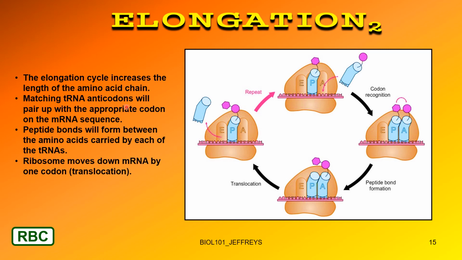So the elongation cycle increases the length of the amino acid chain. The matching transfer RNA anticodons will pair up with the appropriate codon on the message. Peptide bonds form between the amino acids. That's what you see here, a peptide bond forming here. And the ribosome now moves down the message to the next codon. That's the translocation part. So it's not the message that gets pulled through like a piece of tape. It's actually the ribosome that crawls its way down the message. But I don't mean crawl as in slow, because it's not a slow process at all.